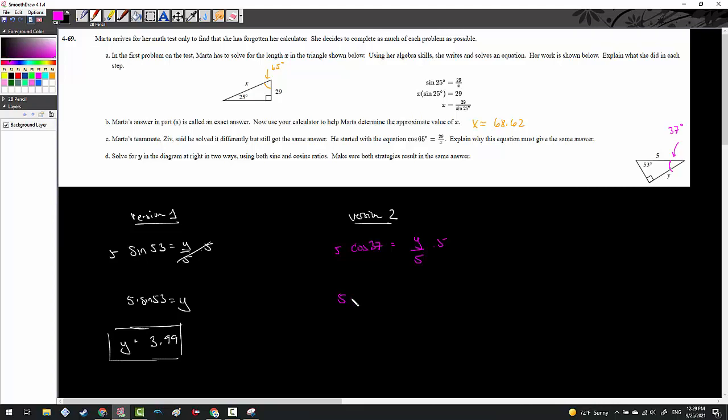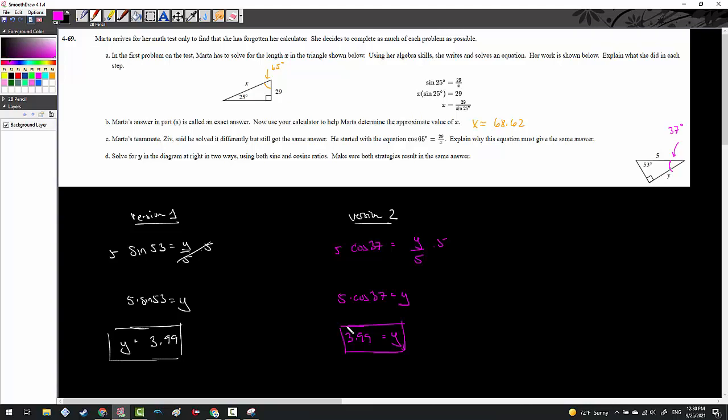Multiplying both sides by 5, I get 5 times cosine of 37 is equal to y. That's my exact form. Calculator ready? Or calculated. Do we actually get 3.99? We do get 3.99. So either way you cut it, that ends up being the answer.